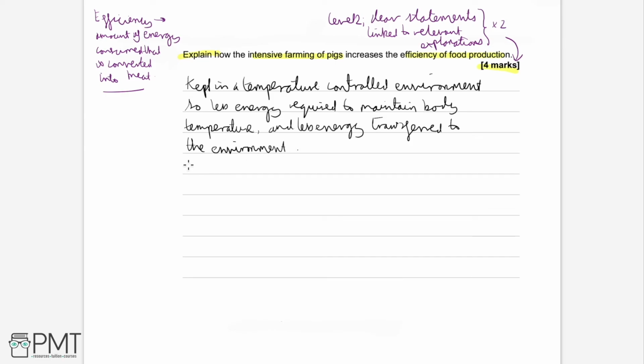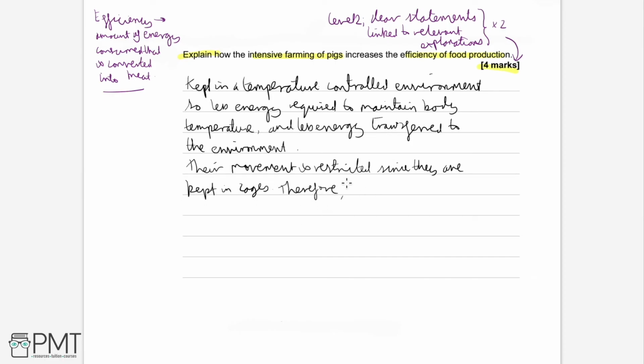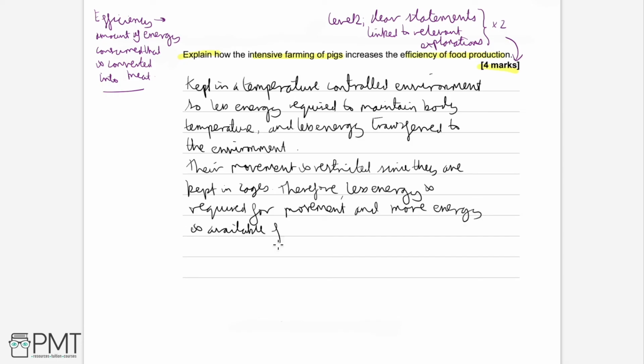Next, we're going to talk about their lack of movement. As we said earlier, their movement is restricted since they're kept in cages. This reduces the amount of energy that's used for movement. Movement requires muscle contraction, which uses energy from respiration. So, with less movement, less energy is wasted, so more energy is available for growth.